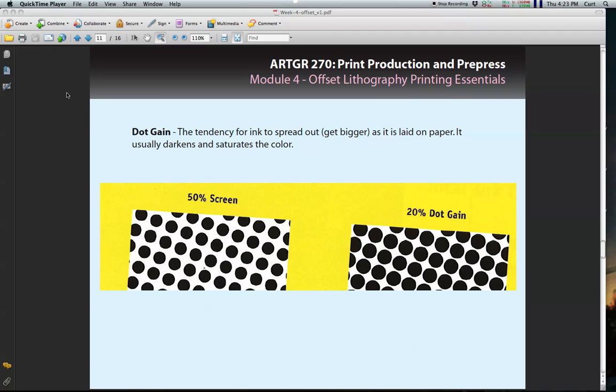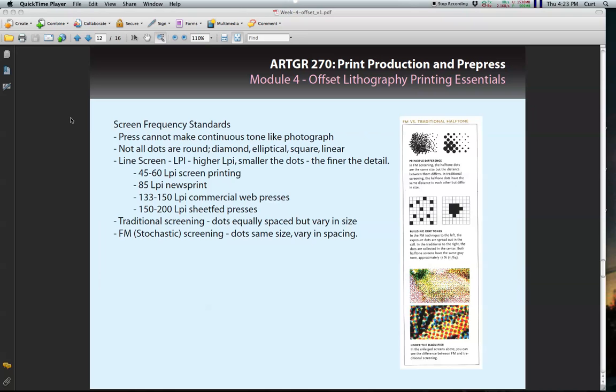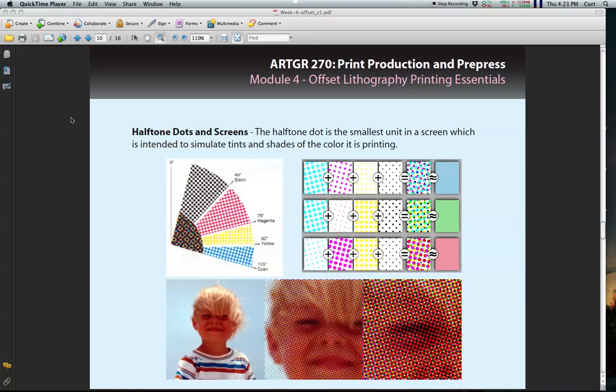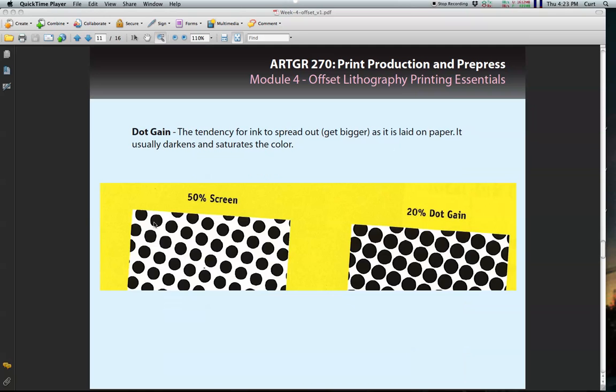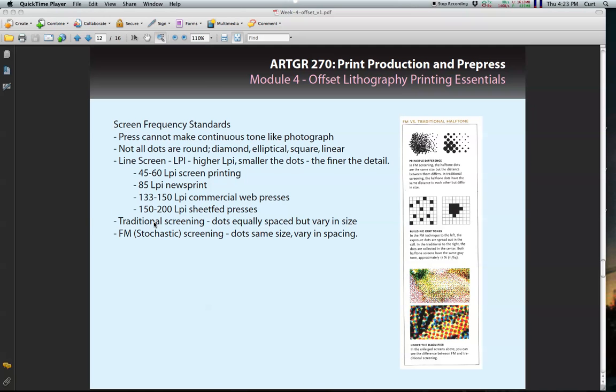Okay, we are going to part 3 here of offset lithography printing essentials. We last left off with talking about screens for offset printing. We had halftone screens here and dot gain. So we're going to talk a little bit more about screens.